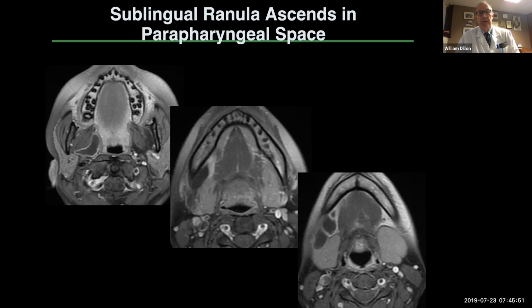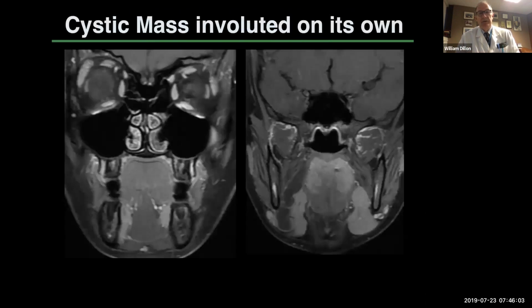So it can very rarely be a source of ascending infection from the submandibular gland and other aerodigestive tract infections. So the cystic mass, in this case, involuted on its own, but here you can see it coursing up through the parapharyngeal space. So there's a communication like an elevator shaft from the floor of the mouth all the way up the parapharyngeal space to the upper pharynx.